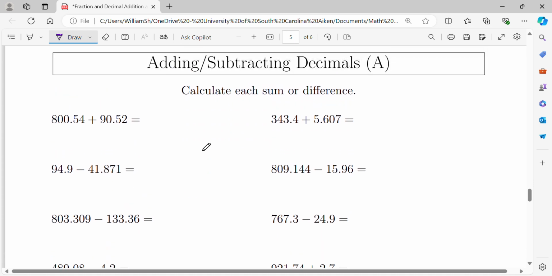Let's move on to adding and subtracting decimals. Fun times. Now, the importance to me of being able to add and subtract decimals is that the most commonly used decimals in our world, and especially in our country, are dollars and cents. So if you look at the very first one here, you can think of that as $800.54 plus $90.52.